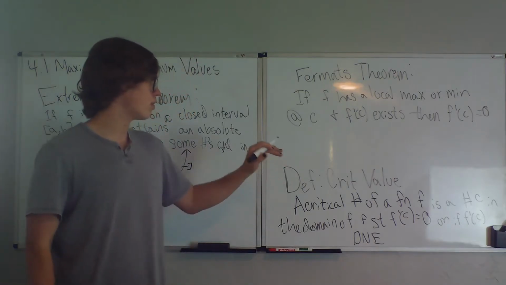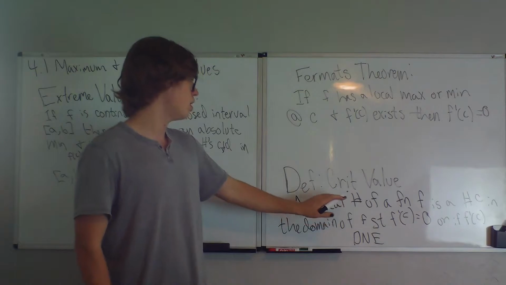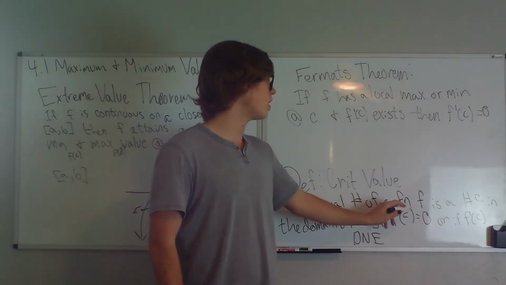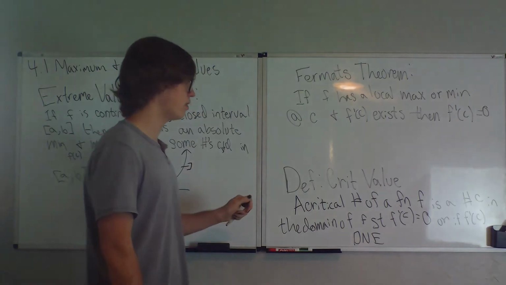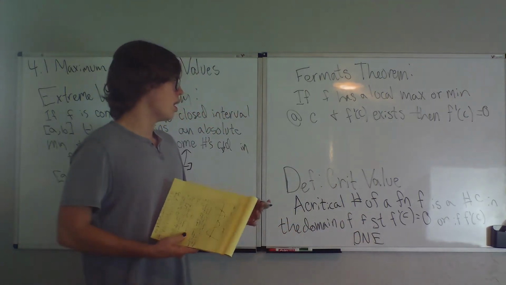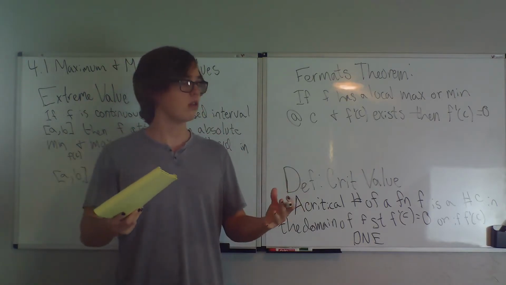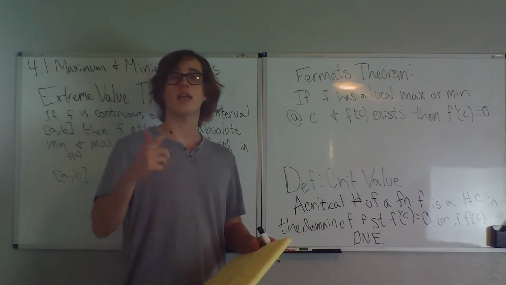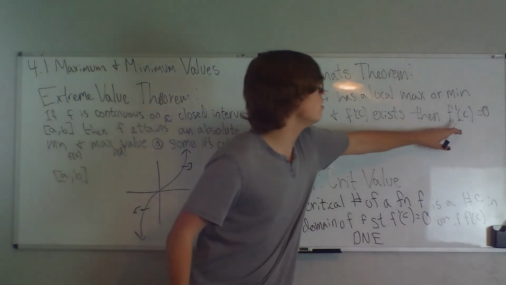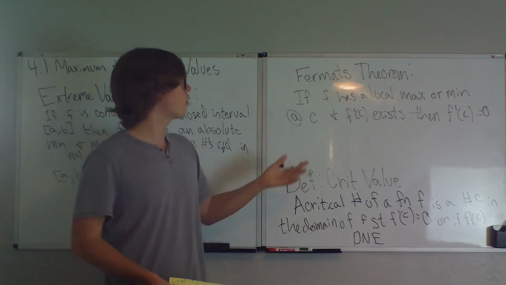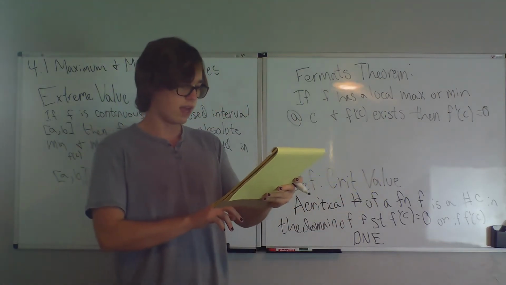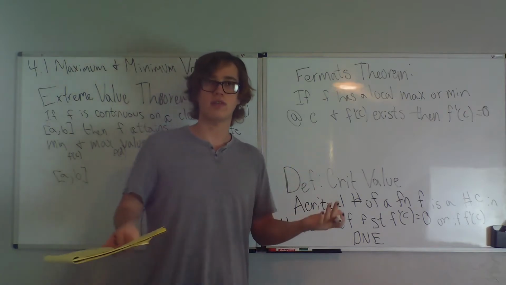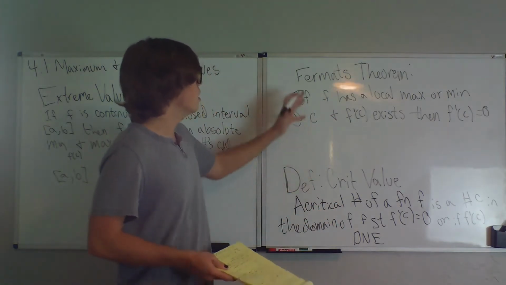Next, the definition, critical values. A critical number of a function f is a number C in the domain of f such that f prime of C equals 0, or f prime of C does not exist. So what's a critical value? It's just an input, your C, such that when you take the derivative, you either get that it does not exist, or it is equal to 0. And if it is equal to 0, then it will be a local max or a local min from Fermat's theorem. And then this states, if f has a local max or min at C, then C is a critical number of f. It's a critical value of f, right?